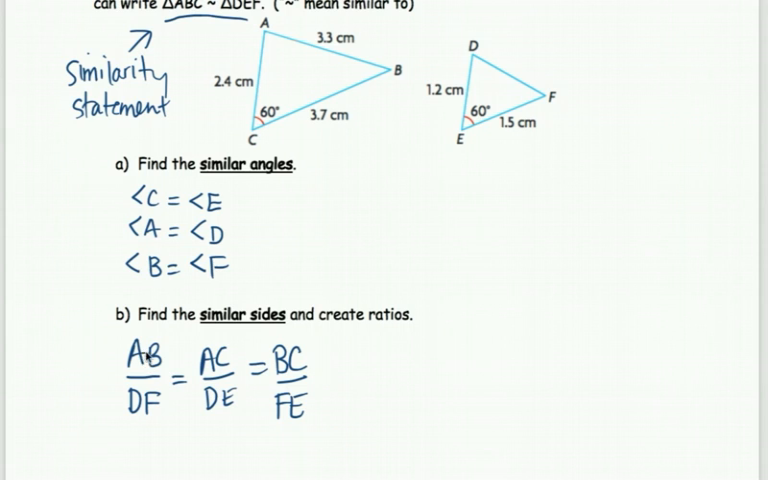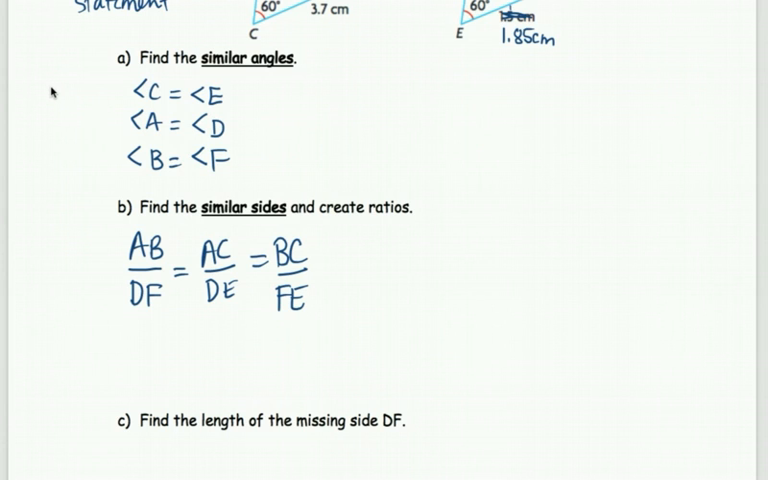I wrote the first one, the top one, AB, in alphabetical order, and then I just make sure I match the letters at the bottom with the other triangle, DF. So AC became DE, BC became FE because B and F match up, okay? Now that we have our proportional statements with the side ratios, what we're going to do now is go through and fill in the information that we know.